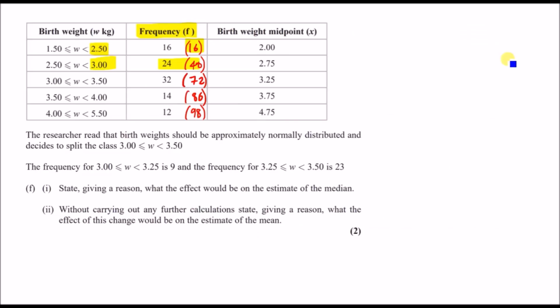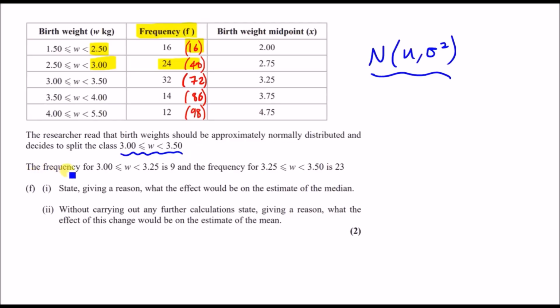And that's it. All right, final part of question 4, guys. Almost done, almost done. Now, the researcher read that the birth weights should be approximately normally distributed. A normal distribution, by the way, always has some kind of mean and a variance or standard deviation squared. We'll get to this when we see the actual question. And now he decides to split the class between 3 to 3.5 into the following.